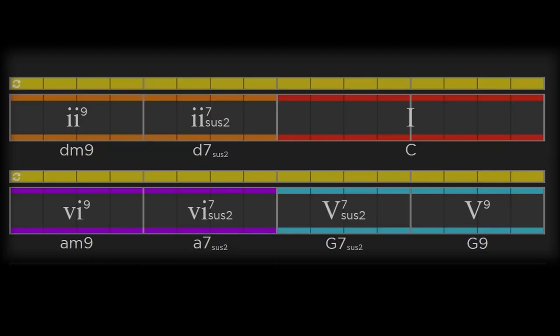Now compare this to the G dominant 9th chord with the notes G, B, D, F and A. There is only a single note difference, in this case the major 3rd, B, which can often get lost when the 7sus2 is heard. A similar thing also occurs with the minor 9th chords.